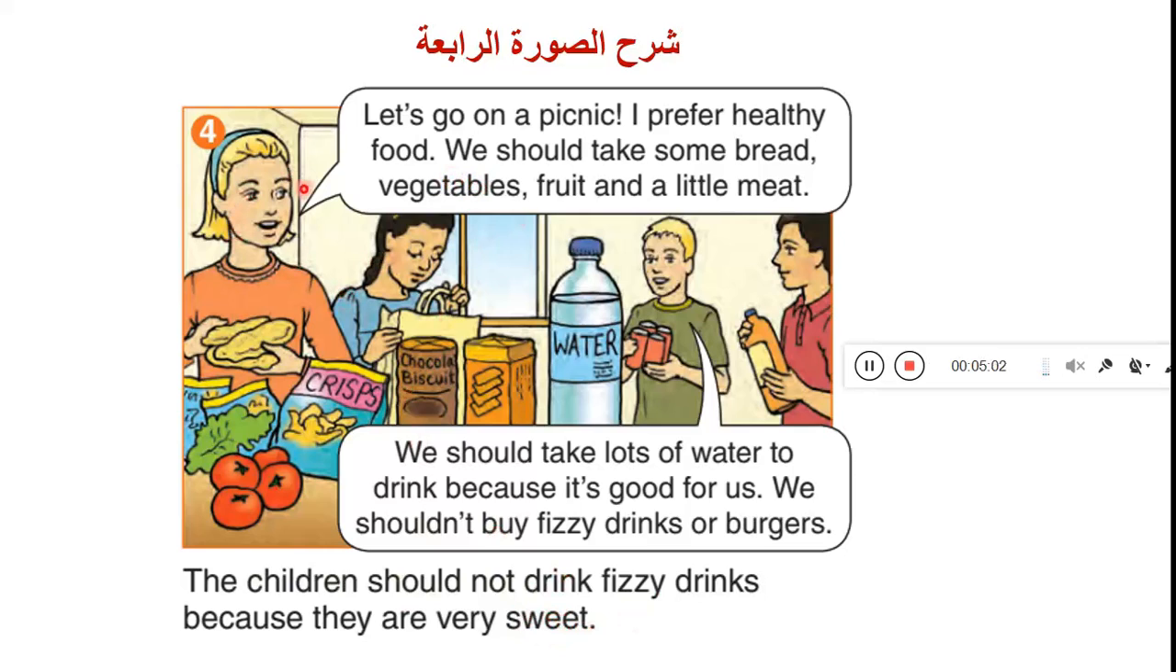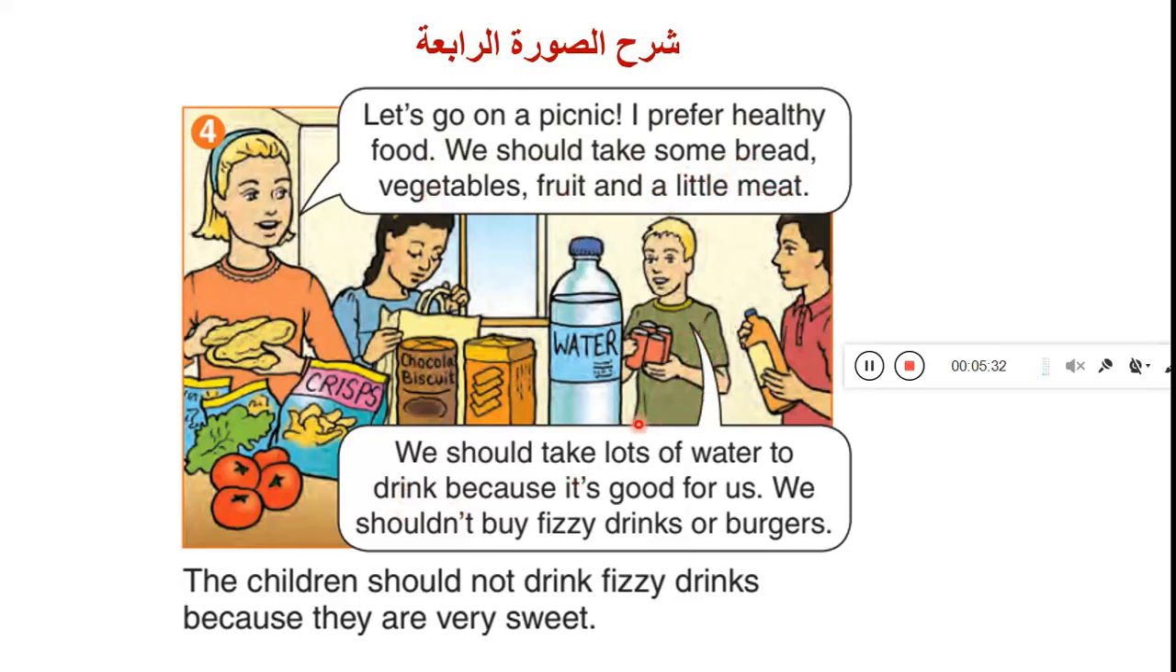ايش بتقول؟ What is Amy saying? Let's see. Let's go on a picnic. هيا نذهب إلى نزهة. I prefer أفضل. I prefer. إذن what kind of food? What food does Amy prefer? She prefers healthy food. I prefer healthy food. We should take some bread. Vegetable. Like what? زي إيش healthy food? Vegetable, bread, fruit, and a little meat.